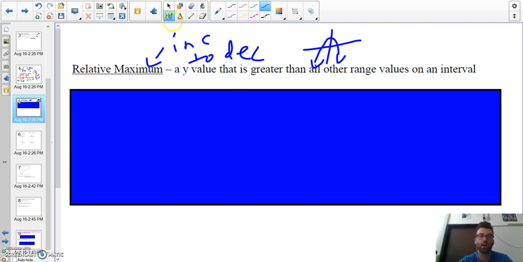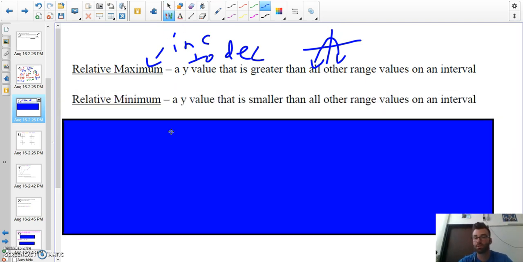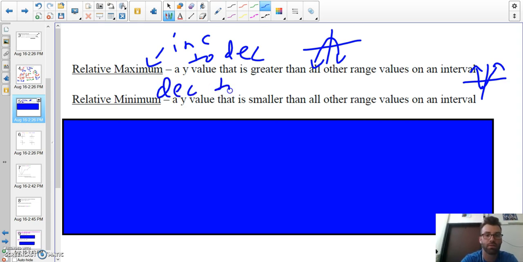We also have relative minimums, similar to the maximums. All other values around it are larger, relative to the whole function or relative to that area. That's a minimum. Something like this would be a minimum. It goes from decreasing to increasing.